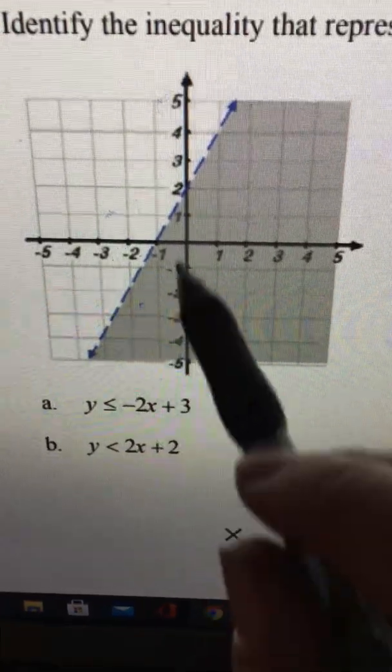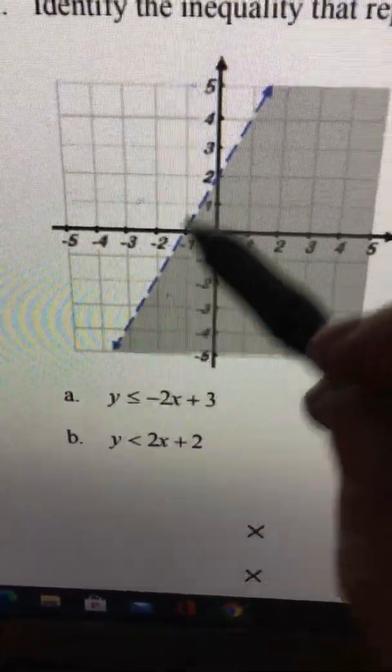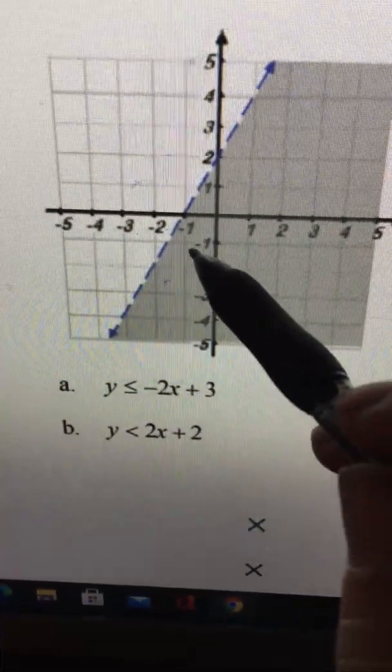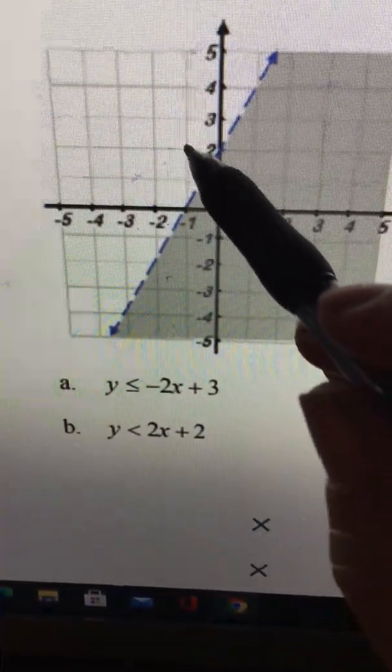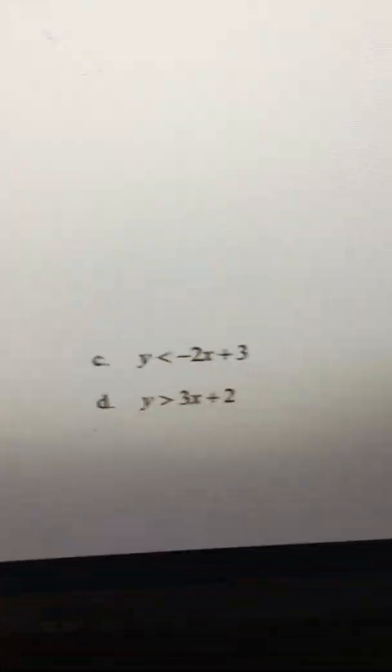Is it crossing at +2? Yes, it's crossing at +2. Does it have this positive slope? Yes, and the slope is 2, which would mean up 2 over 1. So if I went up 2 and over 1, I am on the line. I'm kind of liking that answer. Let's see if anything else looks good.